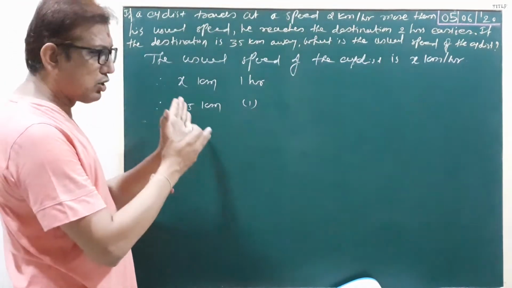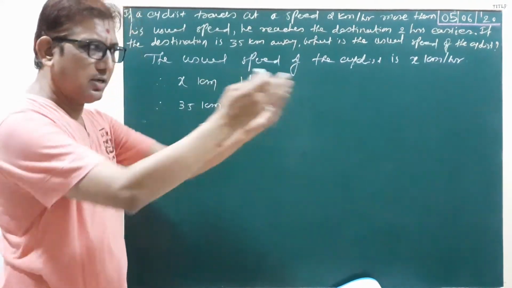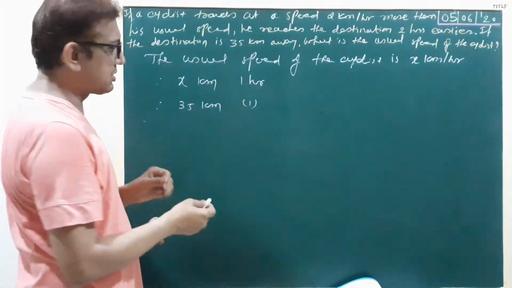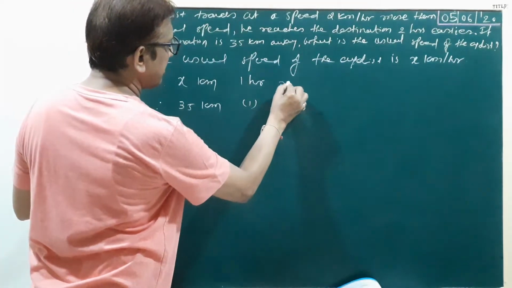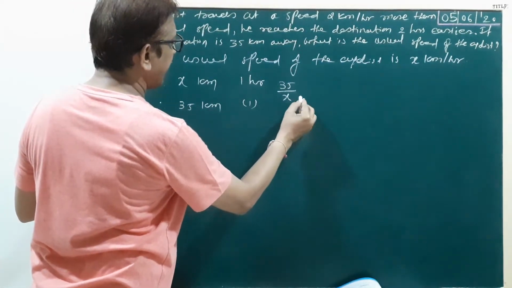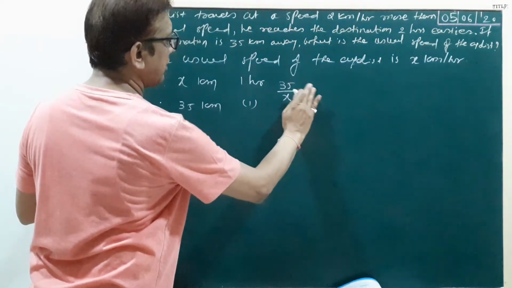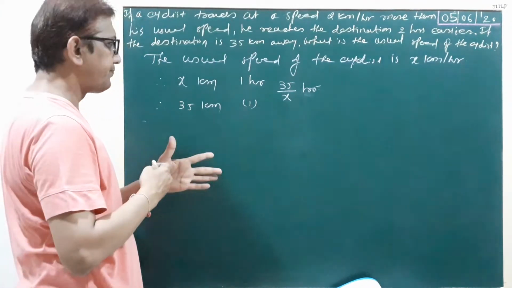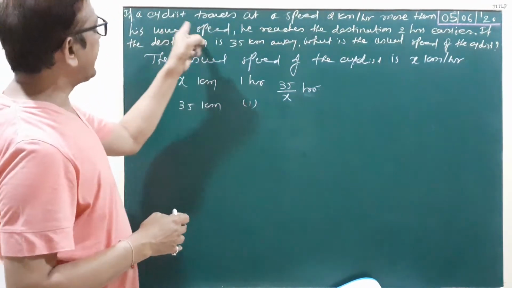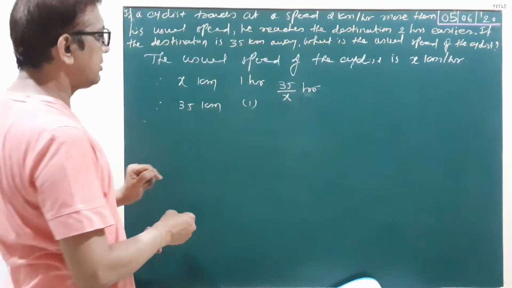Whether your speed x increases or decreases, our destination is 35 kilometer away from the starting point. So here it is 35 upon x, the kilometer cancels, and our unit is time. Is that clear? Okay.